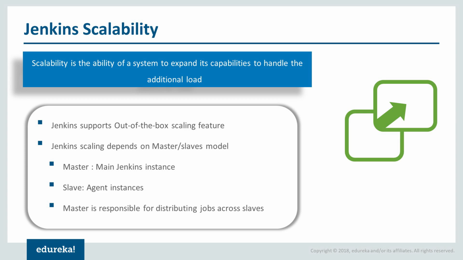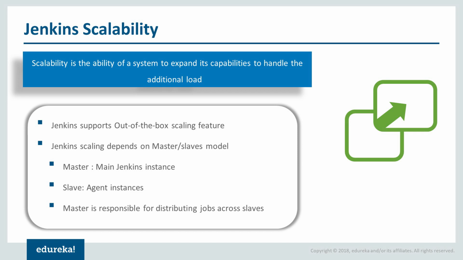Now, what happens with this is that there will be extra load. It is fine if you have, let's say, 5 or 10 jobs running at the same time. However, it will create problems if you have more than 10 jobs you want to run simultaneously, which is pretty common if you have many teams or multiple projects supported by the same Jenkins master. So Jenkins basically supports this feature out of the box. The scaling of Jenkins depends on the master-slave model.